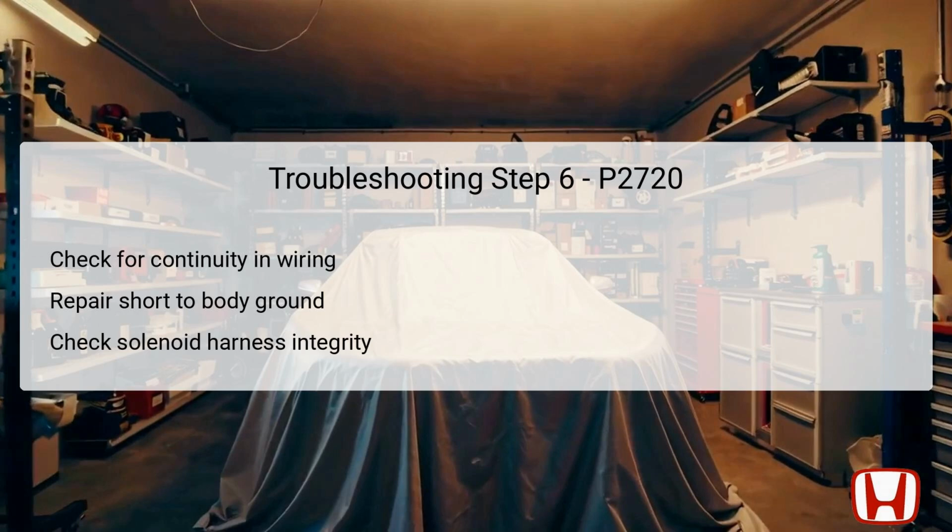If continuity is present, this indicates that there is a short to body ground in the LCC plus wire that must be addressed accordingly. If continuity is absent, you will need to check the wire between solenoid harness A, 6P connector, and A, 8P connector for any issues. This step finalizes the investigation into the wiring system associated with the control solenoids.